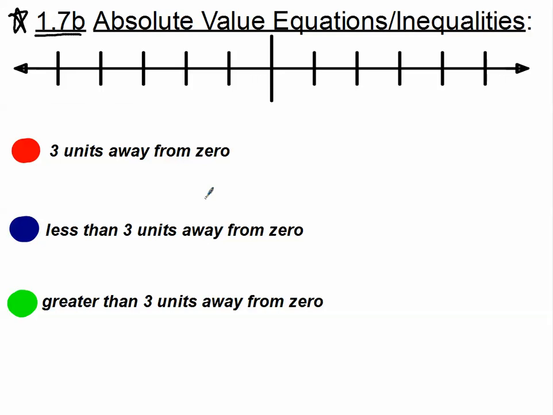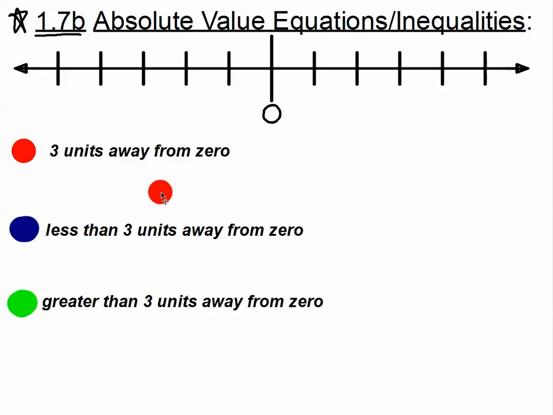So here's our big number line. Of course, right here in the middle of our number line is the number 0. So I'll go ahead and put 0 here. We have positive numbers to the right of 0, and we have negative numbers to the left of 0. What I'd like to do first is put some red dots 3 units away from 0.